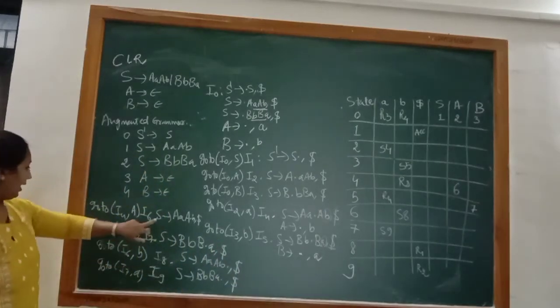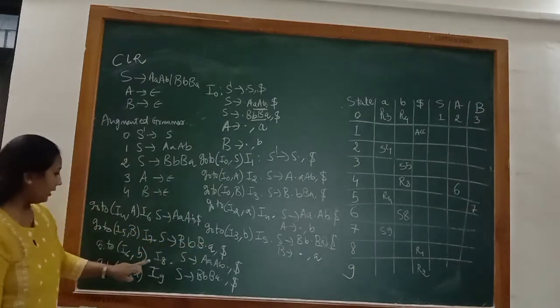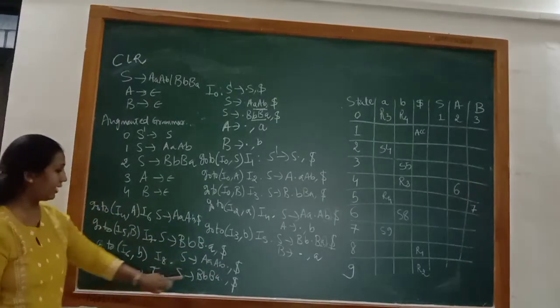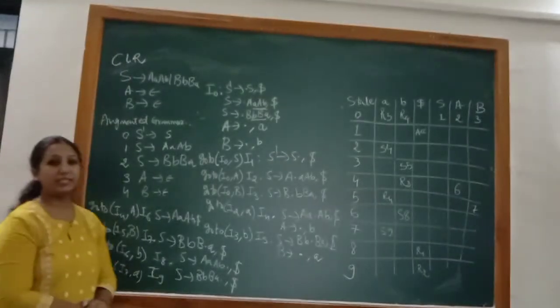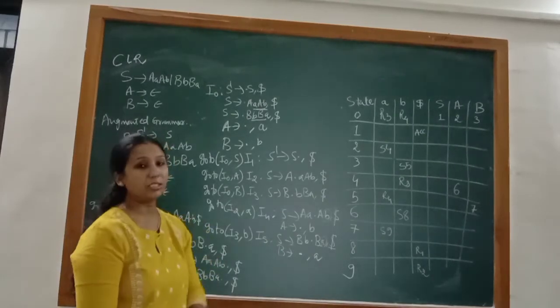Okay, so I6 is done, I7 is done. In I8 there is no symbol the parser is looking for. Even I9 is also completed. Okay, so these are the total number of states that we get in CLR. Now let's see how we can construct the CLR table.